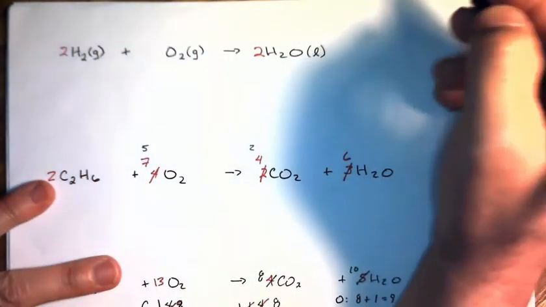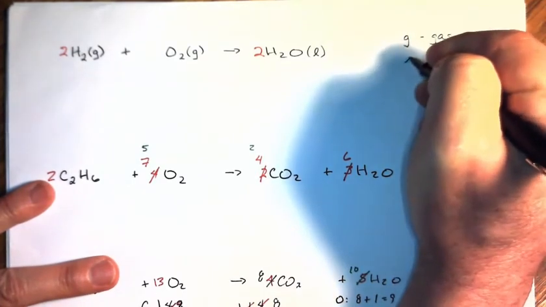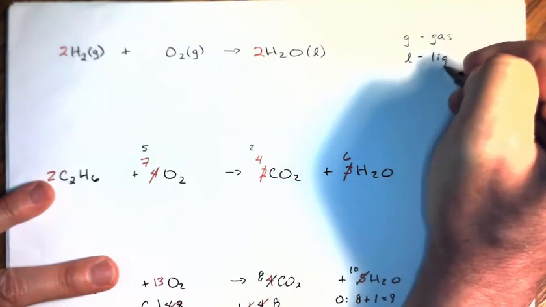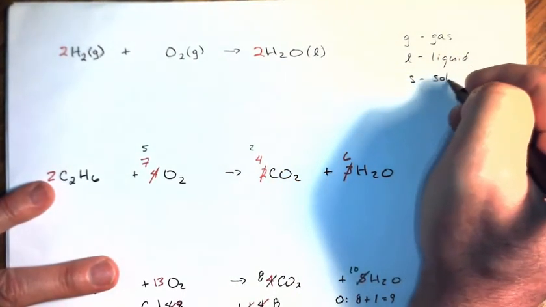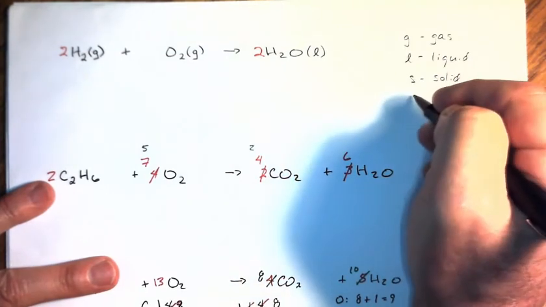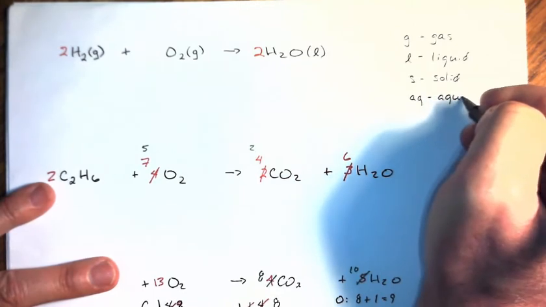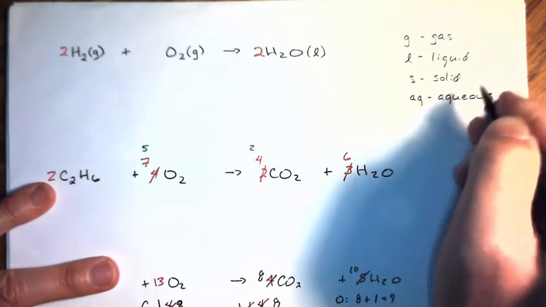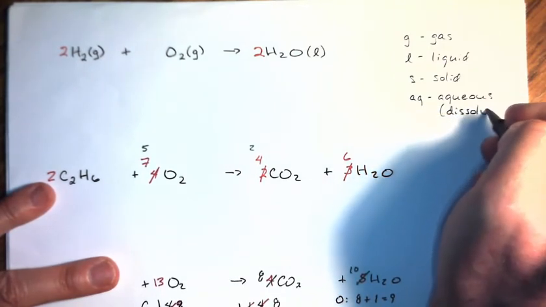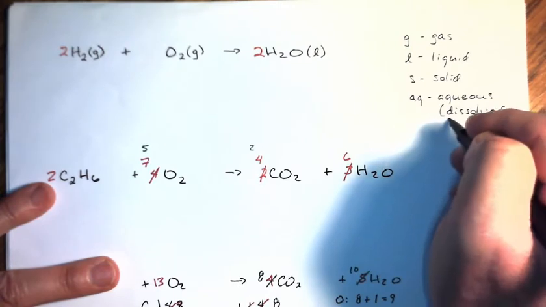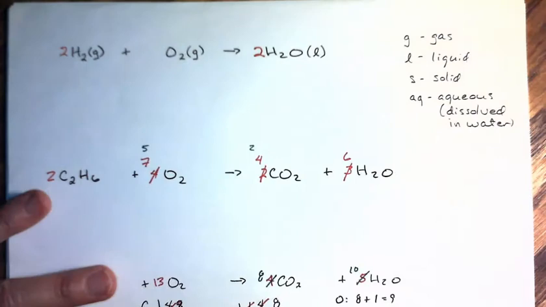And we've got symbols for G, which is gas, and you've got L, which means a liquid, S, which means a solid, and then we've got something called AQ, which means aqueous. And aqueous just means something is dissolved in water. Because we do a lot of reactions in which we dissolve things in water.